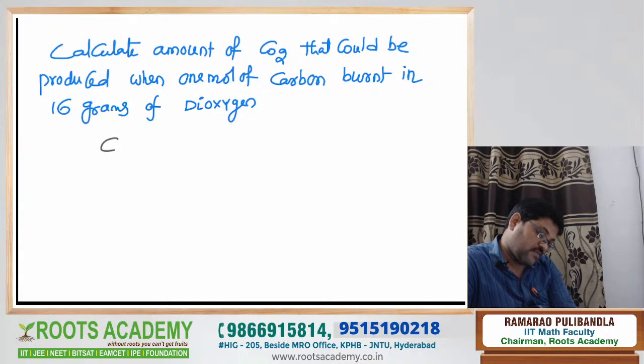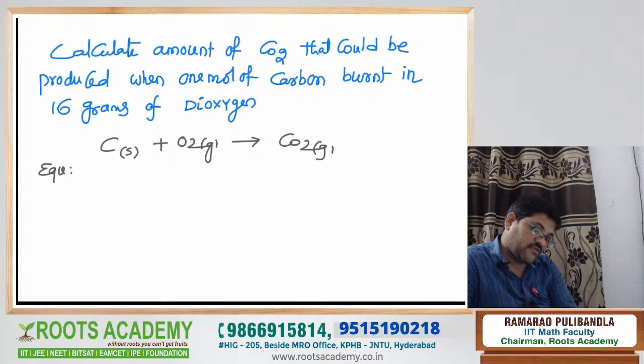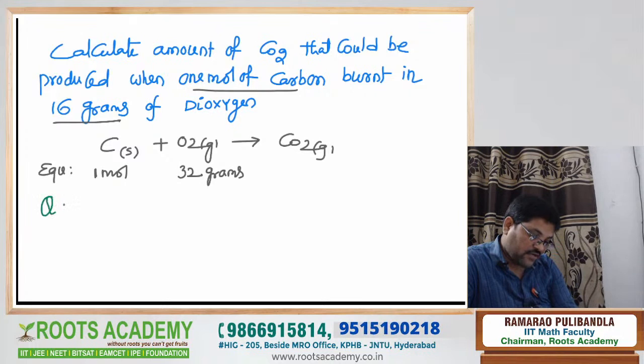Carbon solid burning with O2 gas gives rise to CO2 gas, right? According to the equation, it is the concept of limiting reagent. Here, 1 mole of carbon is burning in 16 grams of oxygen. According to the equation, carbon is 1 mole and oxygen is 1 mole. 1 mole means 32 grams. According to the question, for 1 mole of carbon, oxygen given is 16 grams. Understood? So 32 grams means 1 mole, and 16 grams means half mole.